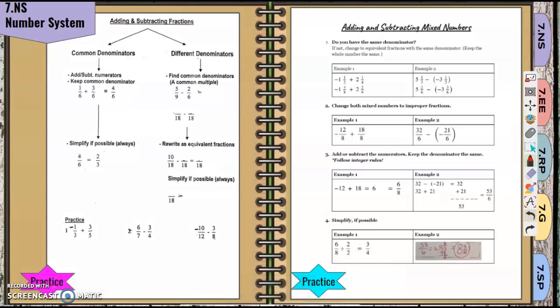Alright, so we're going to talk about adding and subtracting fractions. You've learned how to add and subtract fractions with like and unlike denominators in 4th and 5th grade. Now we're going to take that concept that you learned in elementary school and add negatives to the mix. So we still have to use our integer rules.